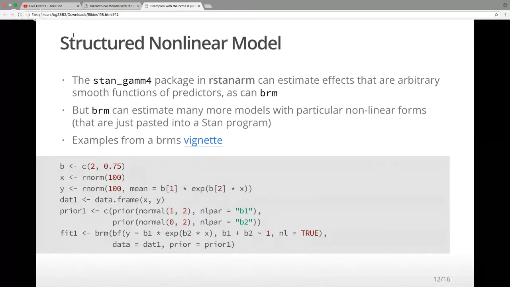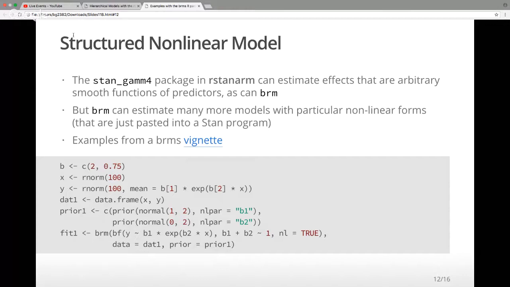And then one thing that you can do with brms that you can't do with rstanarm is estimate a lot more models that have particular nonlinear functional forms, because those nonlinear forms really just get pasted into a Stan program and compiled. So Paul has an example in a vignette. This is simulated data. So we have some coefficients, we have an X predictor.